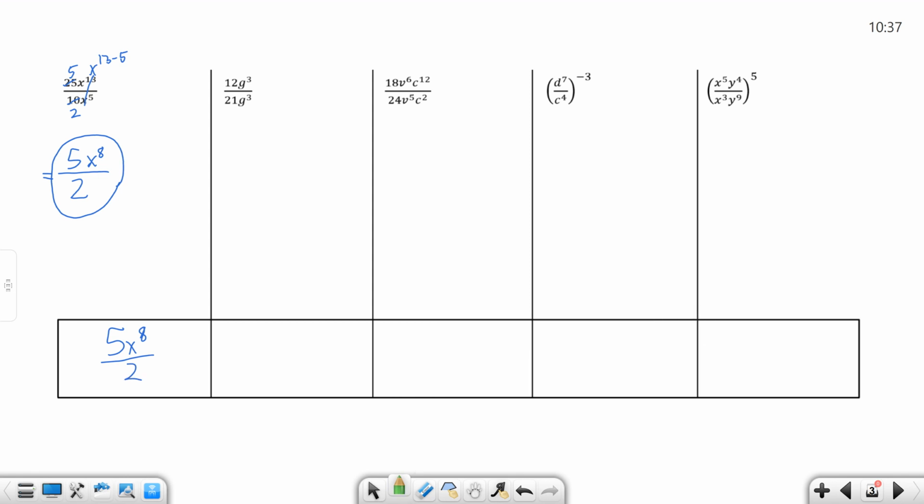And then right here, I have 12 over 21. What goes into both 12 and 21? That's right, it would be a 3. 3 goes into 12 4 times, and into 21 7 times. So I know I have 4 sevenths. And then how many g's are left? Well, g to the 3 minus 3 is g to the 0, and we know that equals 1. 1 doesn't change it, so it's 4 times 1 over 7. That's just 4 sevenths. So my answer is just 4 sevenths.